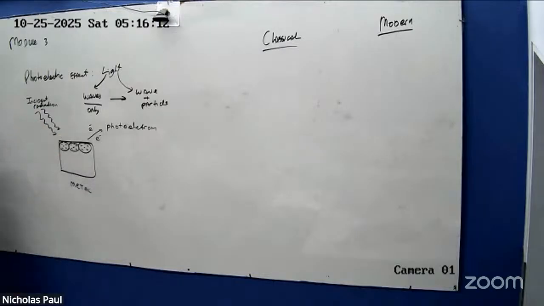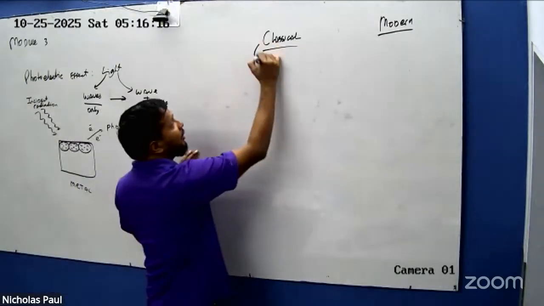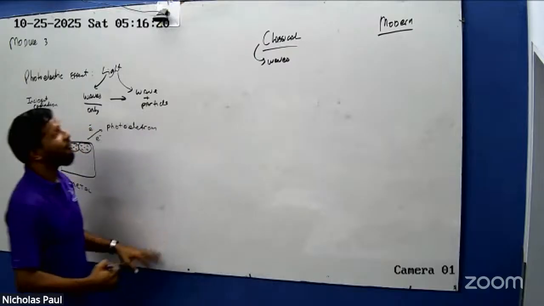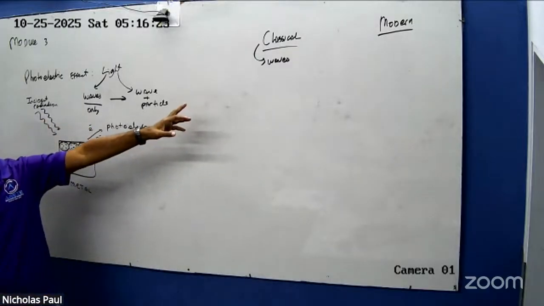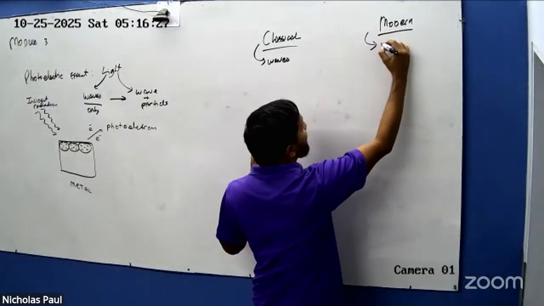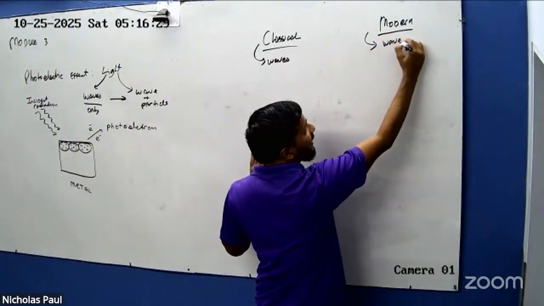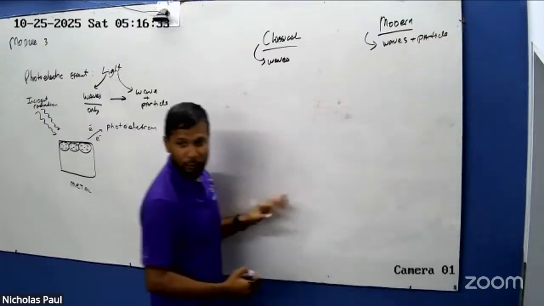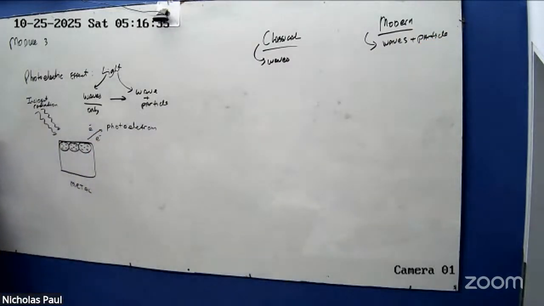Classical is where they viewed light as waves only. And then modern is where we introduce the concept of particle nature, duality.